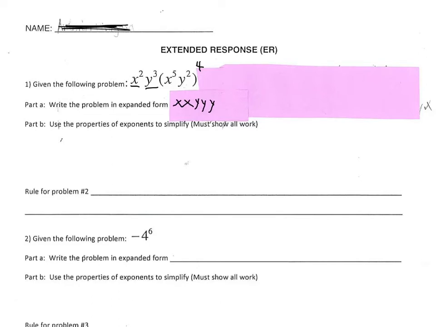Now you get to the parentheses, and you have to be careful. This 4 symbolizes how many times that parenthesis repeats. So x to the 5th and y squared repeats 4 times. So x to the 5th means x times x times x times x times x, and then y times y. Now since that big 4, or the exponent of 4, is outside the parentheses, that means you have to do this part 4 times.